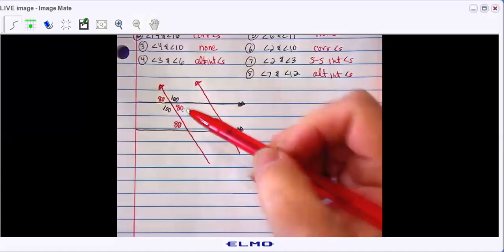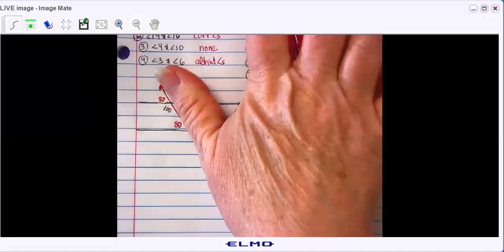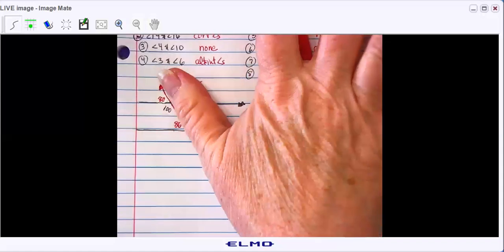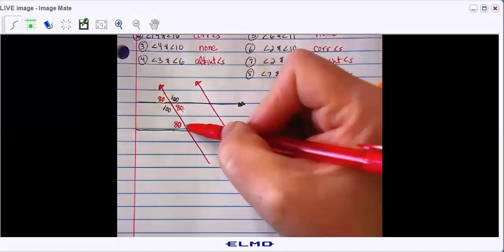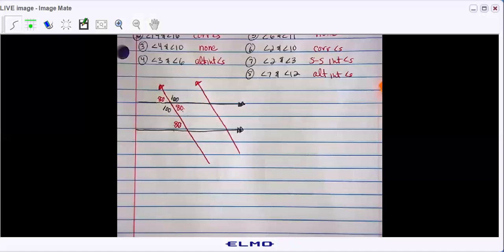Now on the same side, check out what happens here. If they're on the same side, those two, that 100 and that 80, are going to be the supplementary angles. That's why on the same side, they are supplementary. So what is the value of this angle next to the 80 going to be? 100? Yep, it's going to be 100.